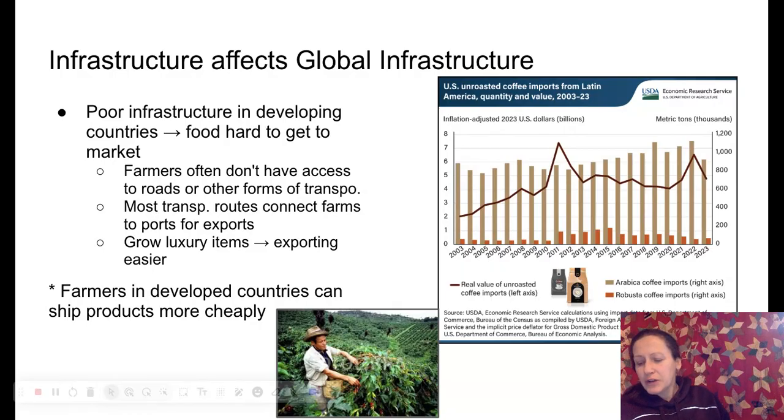So farmers in developed countries can ship the food products cheaply across the world, and crops from developed countries are more plentiful and cheaper to buy than local crops in developing countries, right? So it might be easier to buy things from actually further away than to try to make things in your own back door.